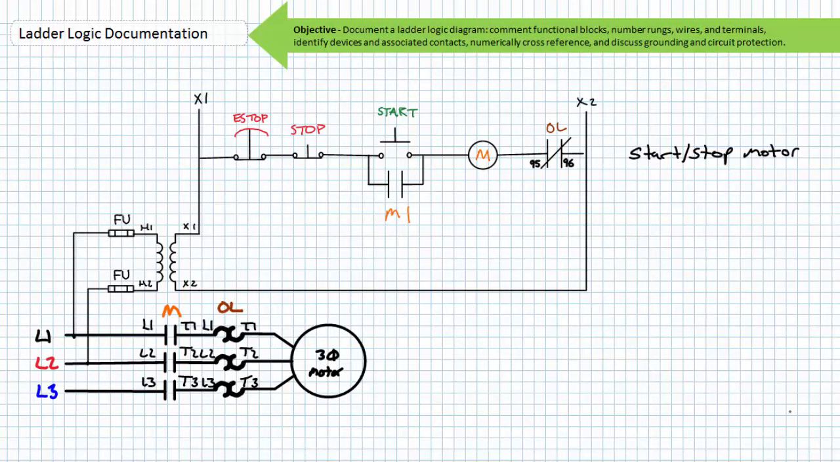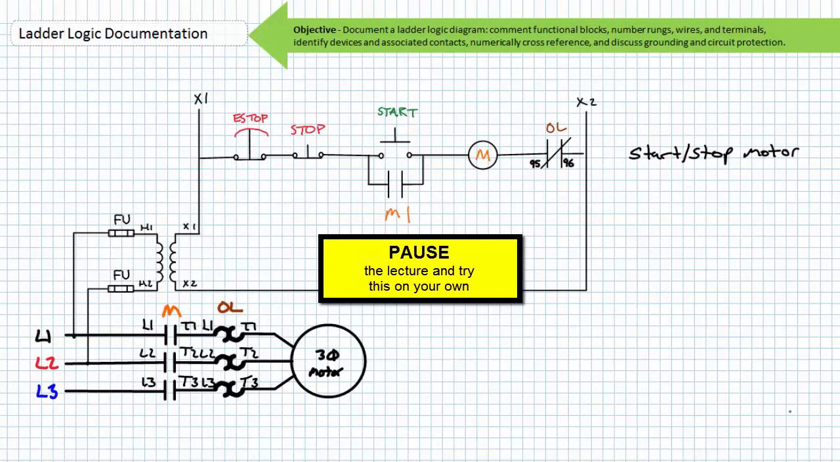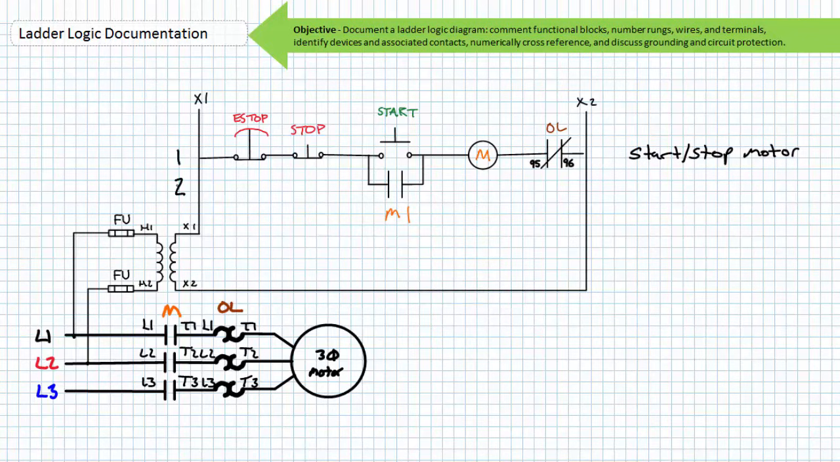I leave it to you to number the remaining rungs, wires, and terminals of all devices and numerically cross-reference logical elements and mechanically interlocked switches. By all means, pause the lecture and give it your best shot. If you numbered the rungs correctly, your ladder logic diagram should look like this. If you numbered the wires correctly, your ladder logic diagram should look like this. Note I'm using my preferred technique where the right-hand vertical upright is wire number 2. If you numerically cross-reference the logical elements, your ladder logic diagram should look like this.